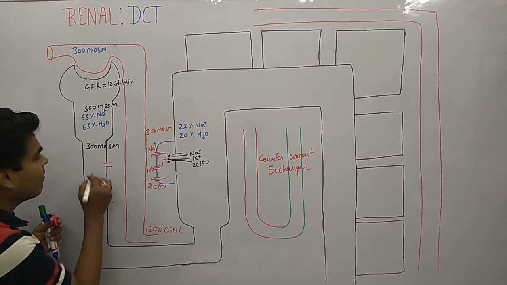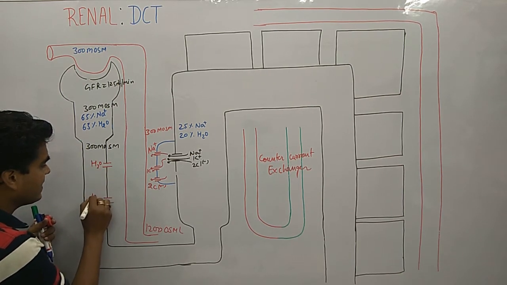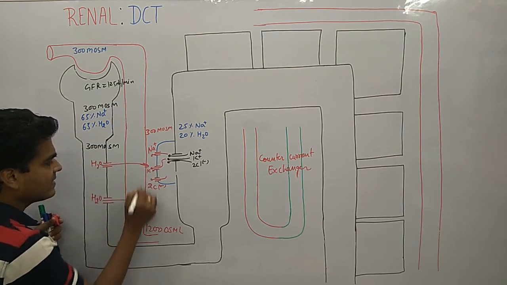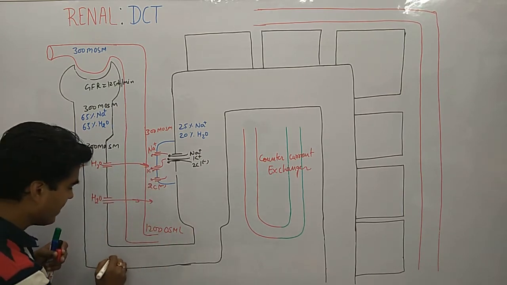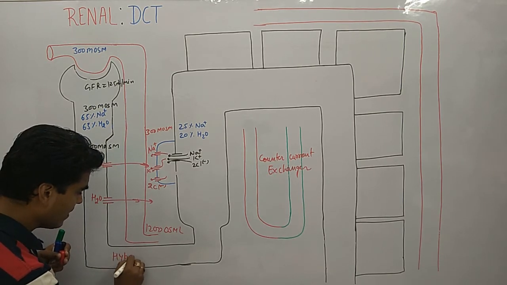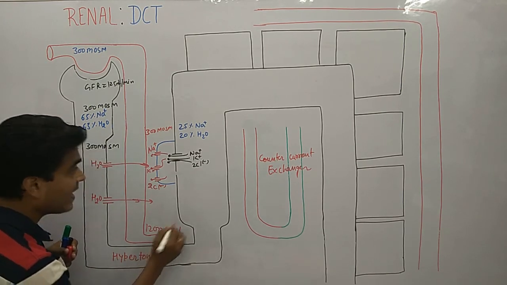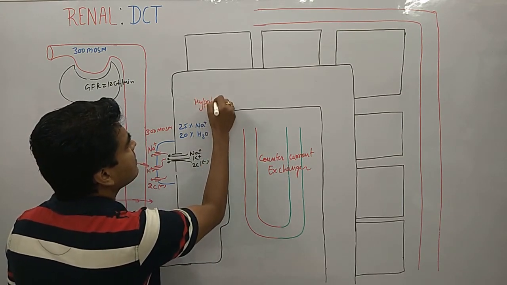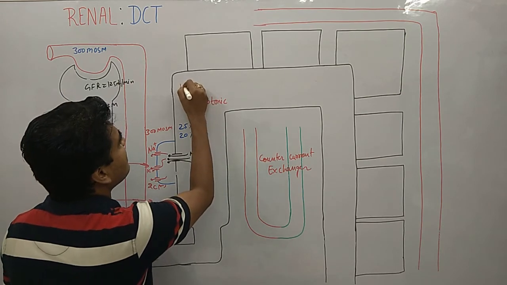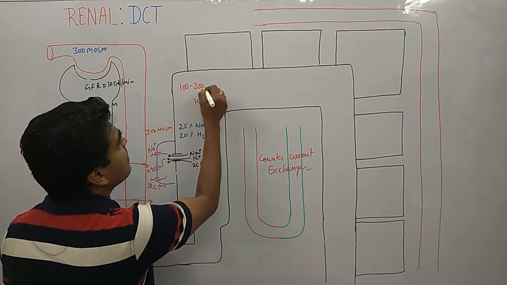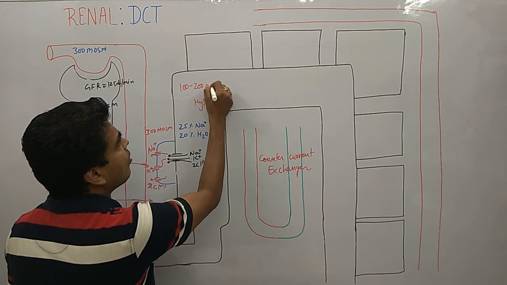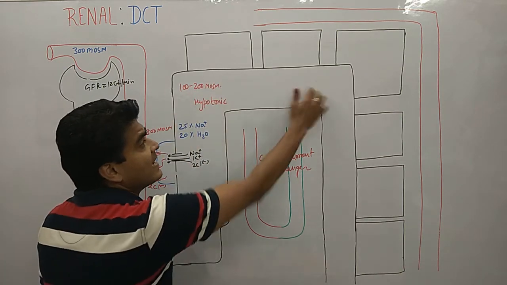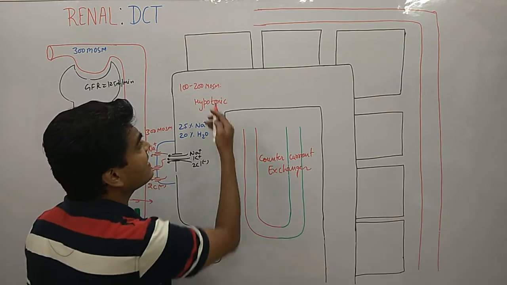These we already discussed in the last class. Here are the aquaporin channels, by which we absorb water in this direction. Here we get the hypertonic solution, and here we get the hypotonic one. The osmolarity we are getting is around 100 to 200 milliosmolar. Clear everyone? Now this is the area of DCT.